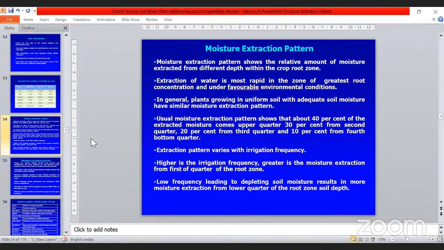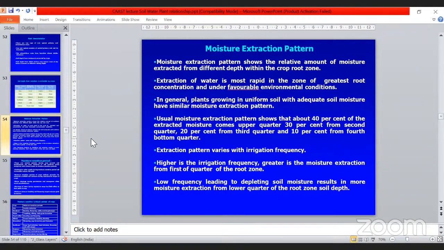The extraction pattern varies with the irrigation frequency also, depending on how much irrigation is given. That's why in case of drip irrigation, we are applying water only at the upper part, that is up to 30 centimeter or 45 centimeter. That's why we have to go for frequent irrigation, every second day or every third day. But in case of flood irrigation, we give a high amount of water so that it goes much deeper, and the roots have to extract it.